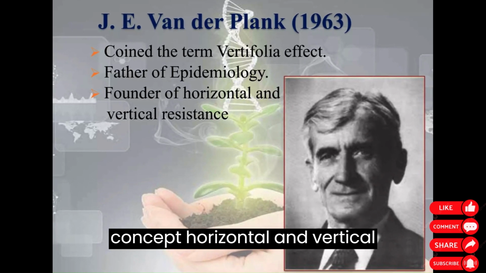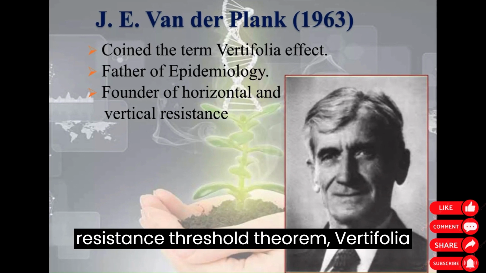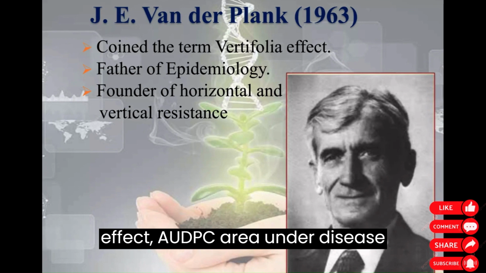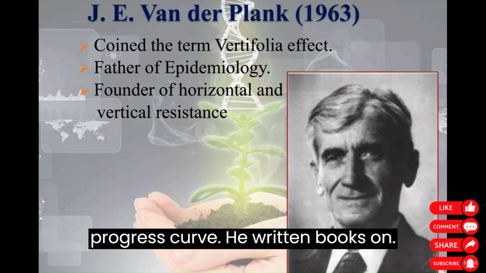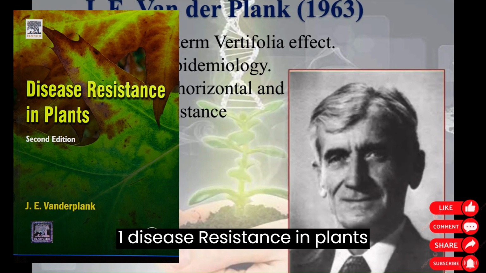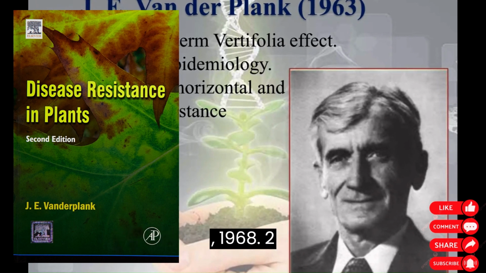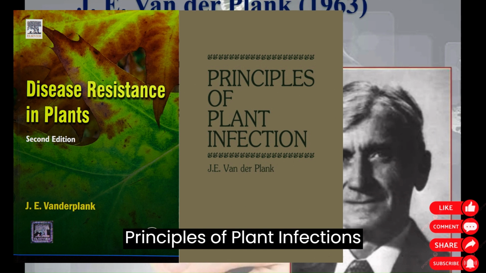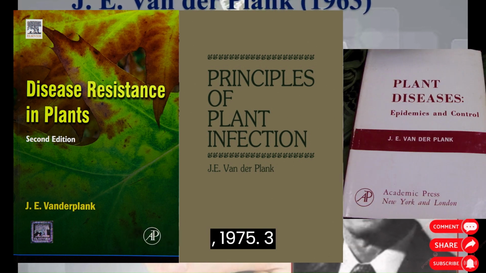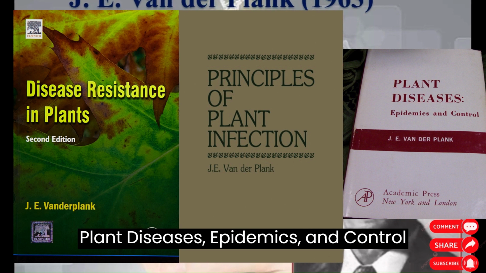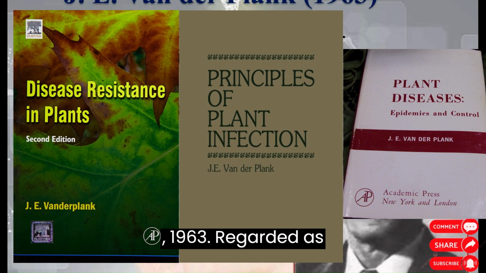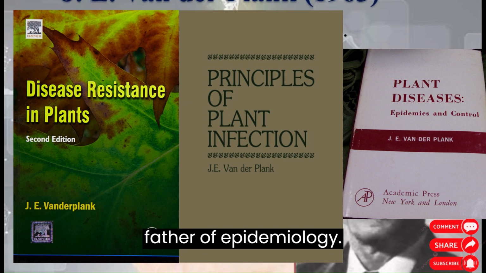Vanderplank, 1963. Gave the concepts of horizontal and vertical resistance, threshold theorem, vertifolia effect, AUDPC, area under disease progress curve. He wrote books on: 1. Disease Resistance in Plants, 1968. 2. Principles of Plant Infection, 1975. 3. Plant Diseases: Epidemics and Control, 1963. Regarded as father of epidemiology.